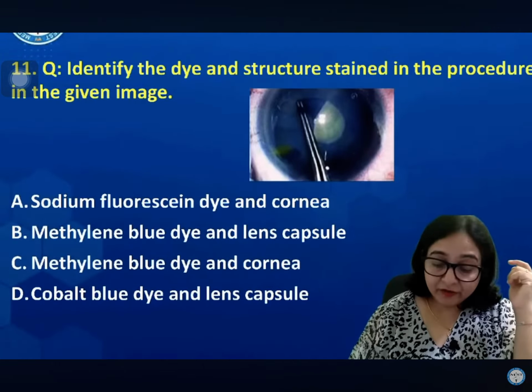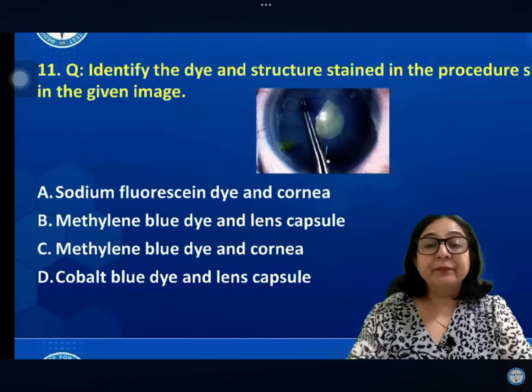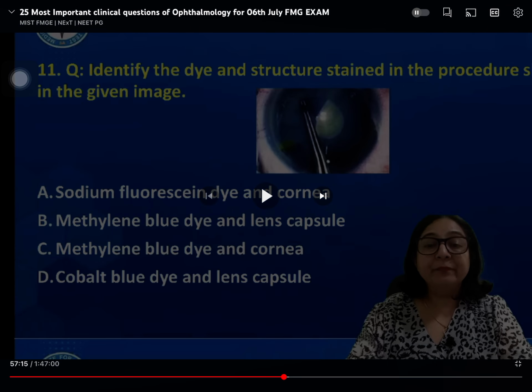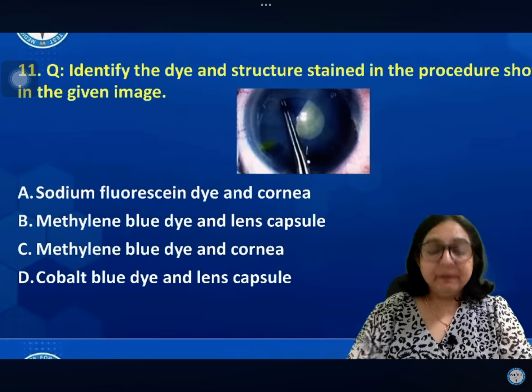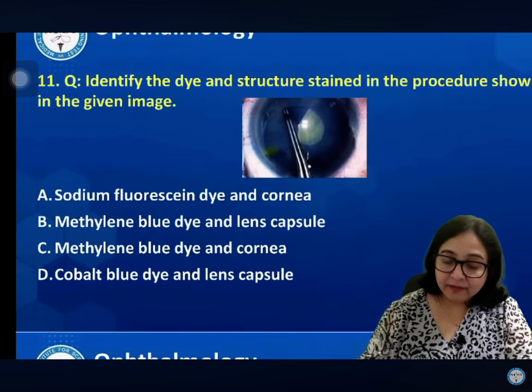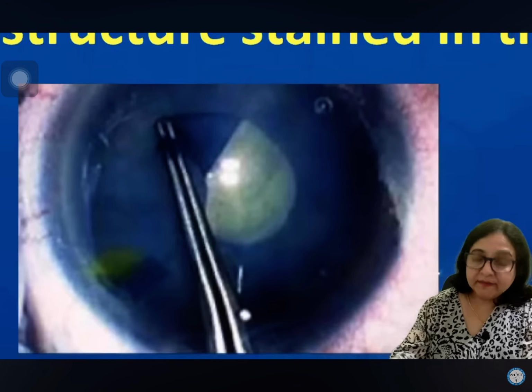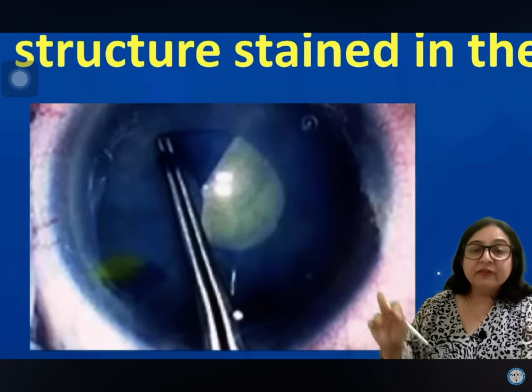Identify the dye and the structure stained in the procedure shown in the given image. Okay, so have a look at the image, and you have to identify the dye and the structure stained. Let me enlarge the image for you. Identify what is the dye being used here and what is this structure which is being stained.